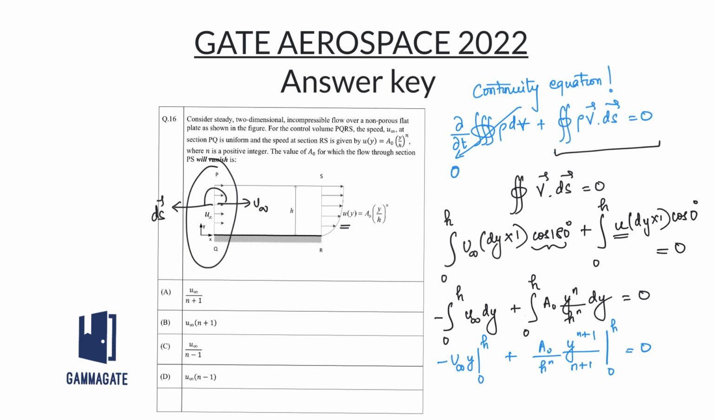On applying the upper and the lower limits, we get u free stream times the distance h is equal to a naught divided by h to the power of n, times h to the power of n plus 1 by n plus 1. Here we see that the h on both sides get cancelled and we are just left with a naught is equal to u free stream times n plus 1. Hence, the correct option is option B.